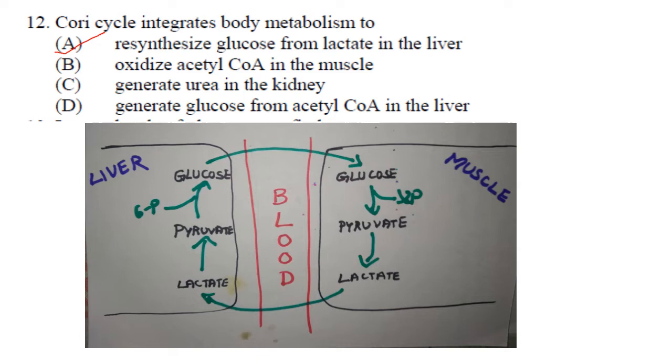Oxidize acetyl-CoA in the muscle? No. Generate urea in the kidney? No. Generate glucose from acetyl-CoA in the liver? That is also not correct. So answer is option A, resynthesize glucose from lactate in the liver.